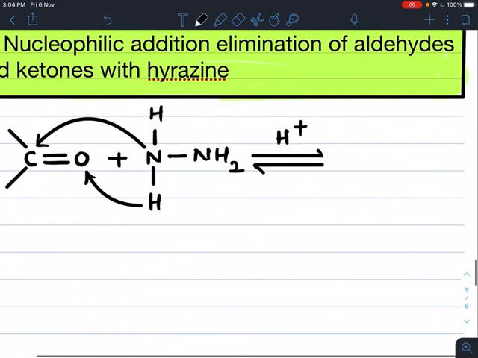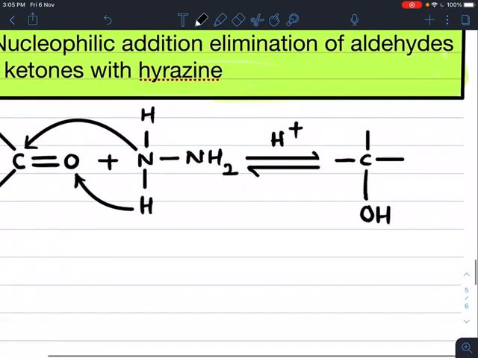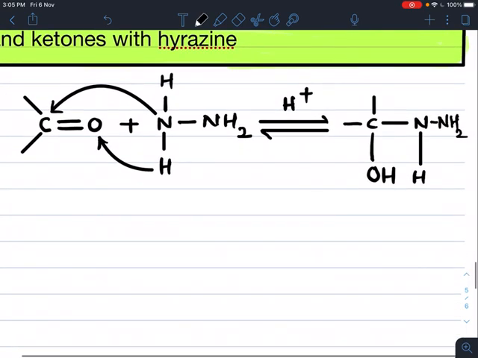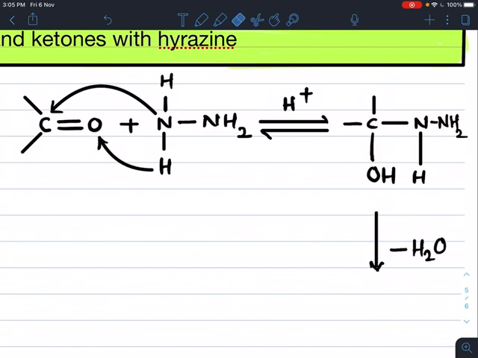So how does the addition take place? See, these two single bonds around the carbonyl group remain as they are. This O is converted into OH by addition of hydrogen. The double bond is converted into a single bond, and NH NH2 is attached. So this is the addition product formed in this reaction. Now this addition product, or adduct, further undergoes dehydration. So removal of water takes place, and finally we get the product.